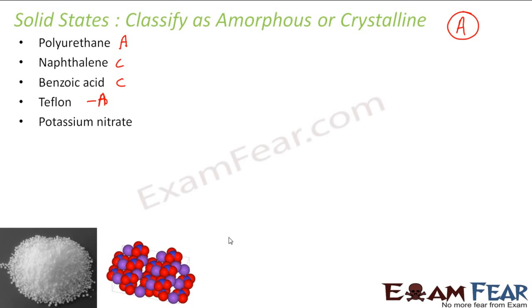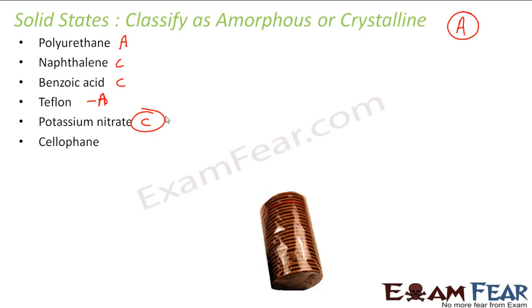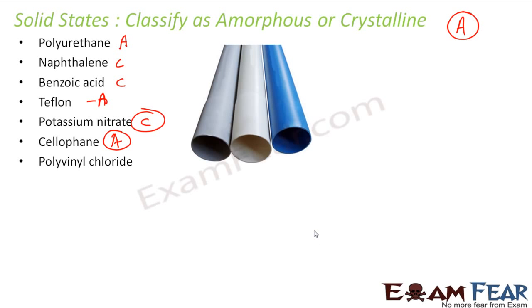The next is potassium nitrate. That is a crystal. If you see the structure of potassium nitrate, it is all crystals. It's an irregular pattern, but it's all crystalline. Cellophane. Cellophane is used to cover biscuits and all. If you see, it is a very thin paper, cellophane. That is amorphous actually. Why? The moment you heat it, you will see it melts like a plastic. It is plastic only actually. PVC, again, it's similar to plastic. You heat it, it melts, amorphous.